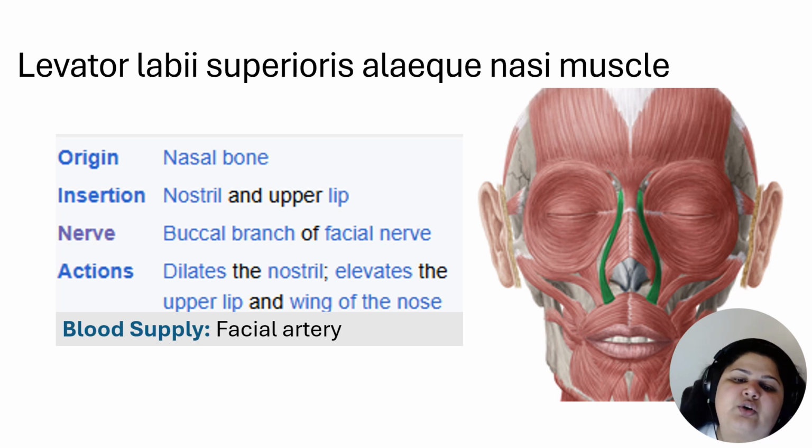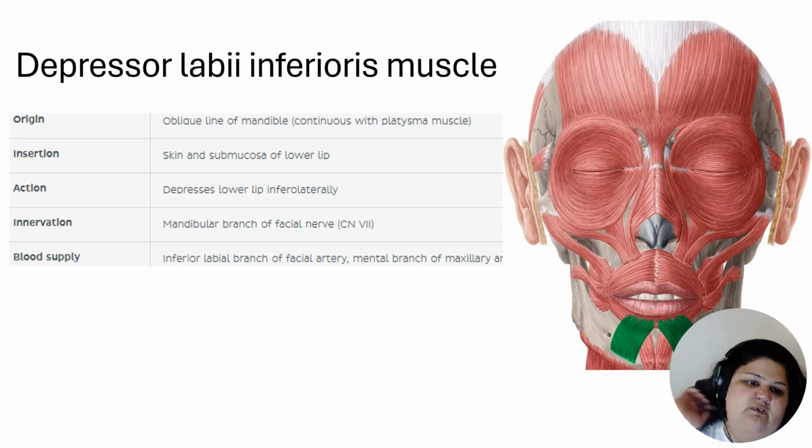Levator labii superioris alaeque nasi muscle. So this is the alaeque nasi muscle. Origin: nasal bone. Insertion: nostril and upper lip, right? Insertion is nostril and upper lip. The buccal branch of facial nerve, and the buccal branch right here. Facial nerve. Action: dilates the nostril, elevates the upper lip and wing of the nose, like that. The blood supplier is facial artery.